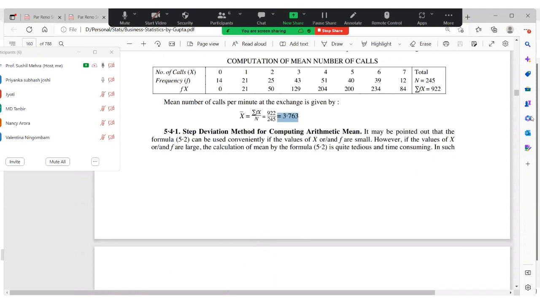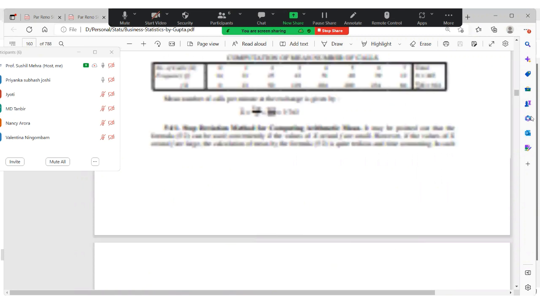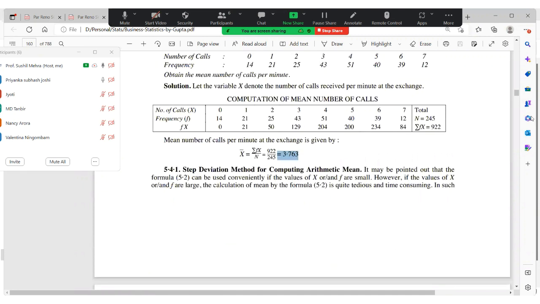Now, next, the step deviation method. What is the step deviation method? See, this example is an example of the discrete series, the group distribution. I've already told you that in the group distribution, there are two types of data. One is a discrete series, and the second one is a continuous series. This is an example of discrete series. In the continuous series, the variables are shown in intervals 0 to 10, 10 to 20, 20 to 30, and so on like this, right? So that is a group distribution.